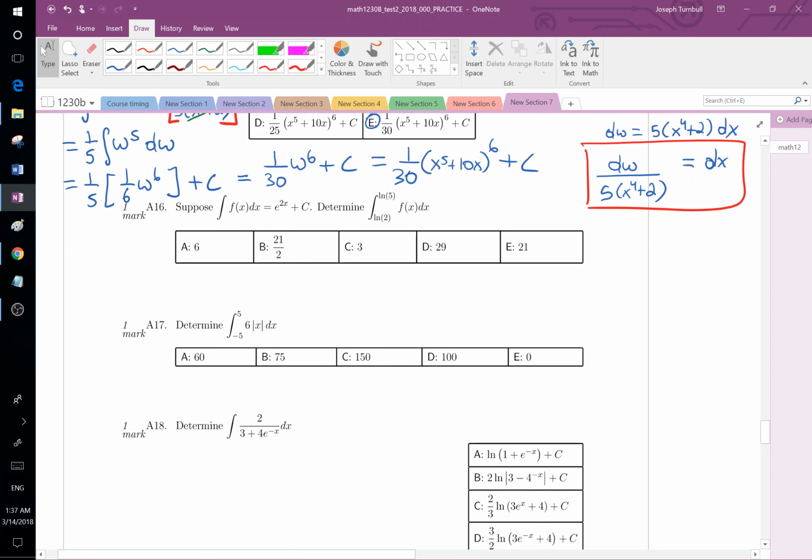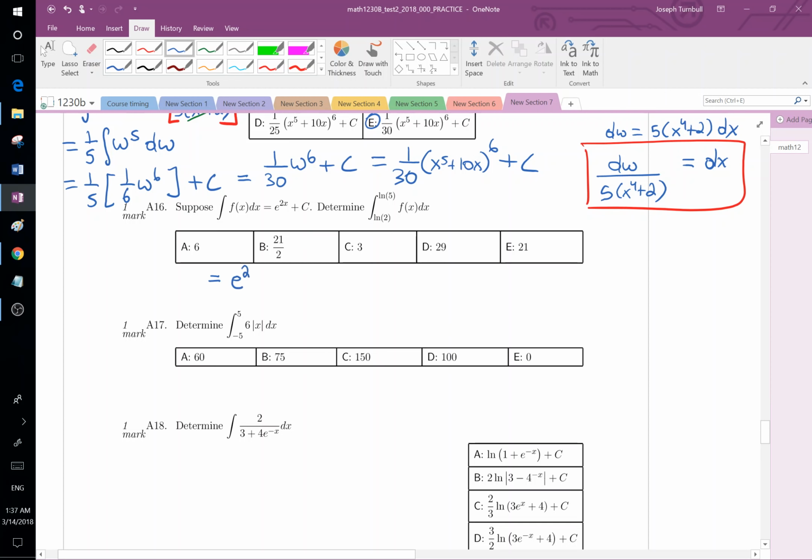Okay, 16. 16 is kind of a trick question. It says the antiderivative of a mystery function is e to the 2x plus c. Find the antiderivative of the same mystery function evaluated on the bounds. Well, what we would normally do is we would take the antiderivative and plug in the bounds, but the antiderivative is given to us. It tells us the antiderivative is e to the 2x plus c.